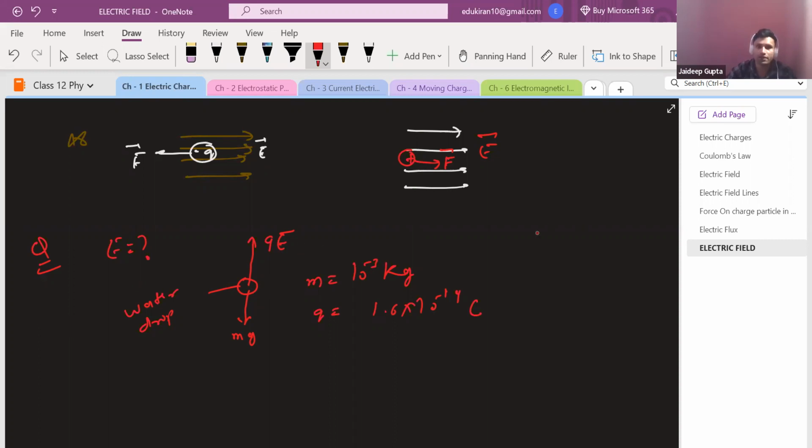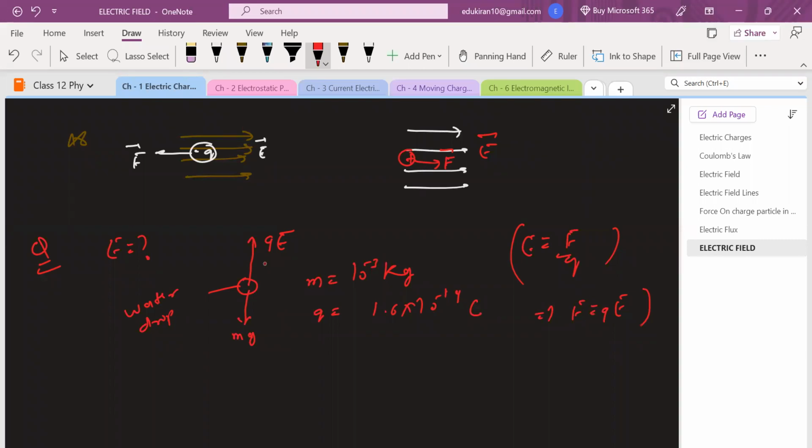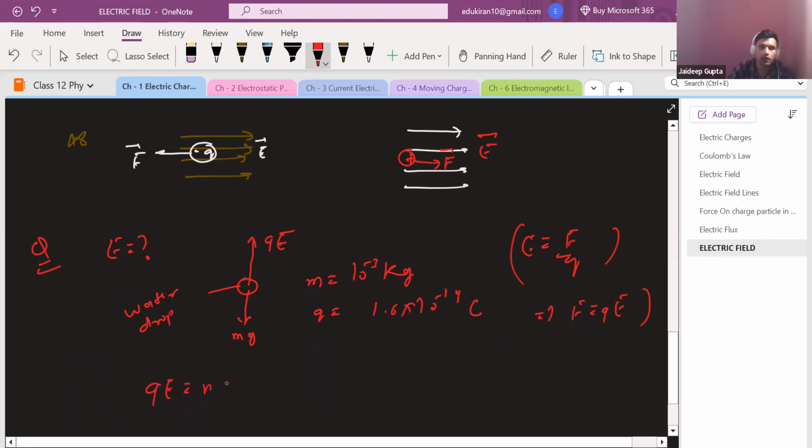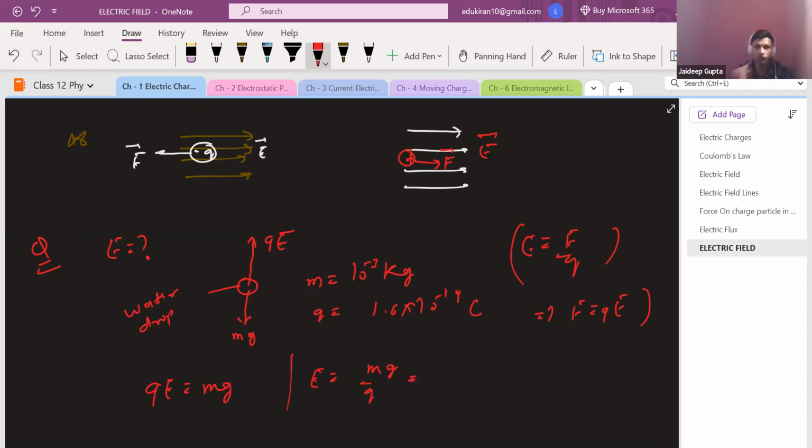Since I told you E equals F over Q, if I have to calculate F, then it would be Q times E. Now there must be an electric force applied in the upward direction, that is QE. So mg must be equal to QE, and if you equate them, you'll get the answer. Now let me know the value of E. Calculate fast, one minute, and I'll give you one more question.